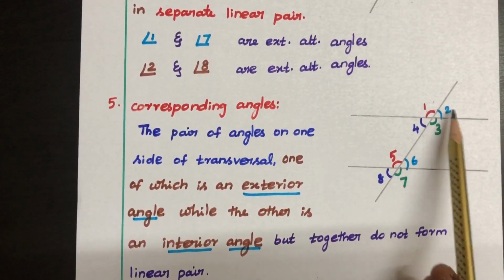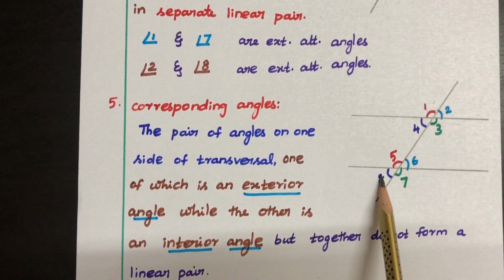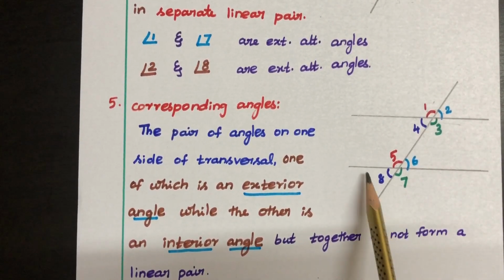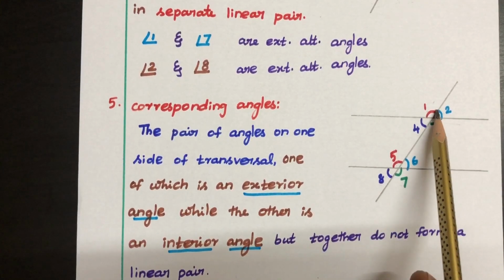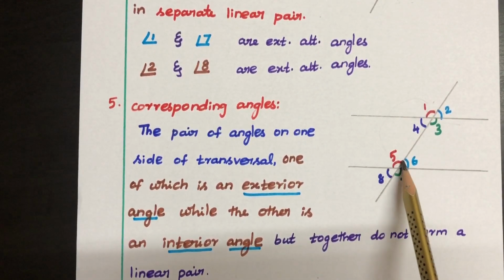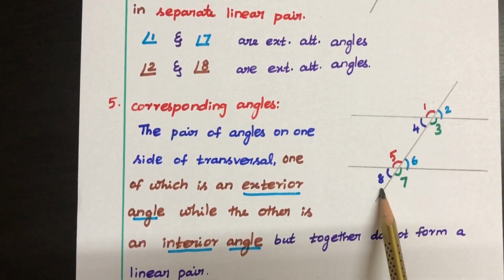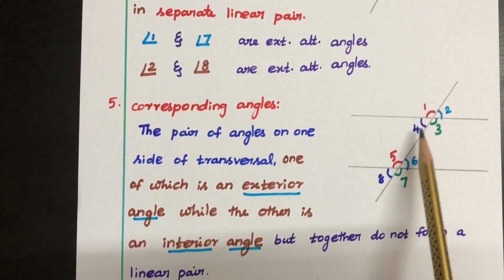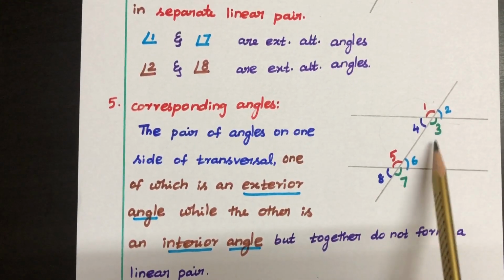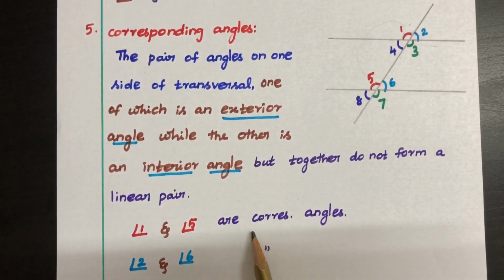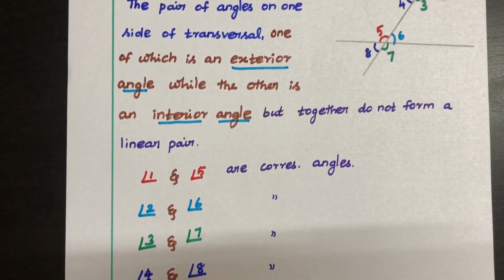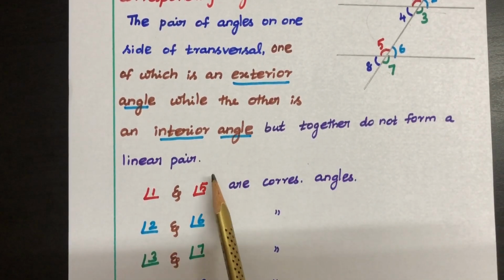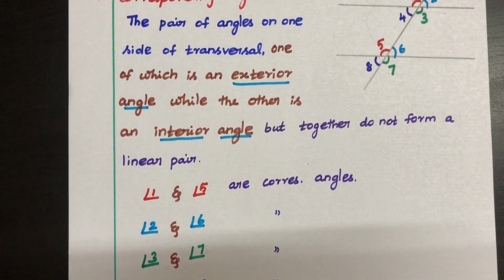Similarly, 2 and 6. One interior 4, one exterior 8. One interior 3, one exterior 7. So, the angles formed like this are called corresponding angles. Corresponding means this exterior angle 1 is corresponding to interior angle 5. Same side of the transversal always. That is called corresponding. This 4 corresponds to 8, 2 corresponds to 6, similarly 3 corresponds to 7. Same side of the transversal. 1 and 5 are corresponding angles. Similarly, 2, 6, 3, 7, 4, 8. For your understanding only, I clearly mentioned different colors to show you the corresponding angles.